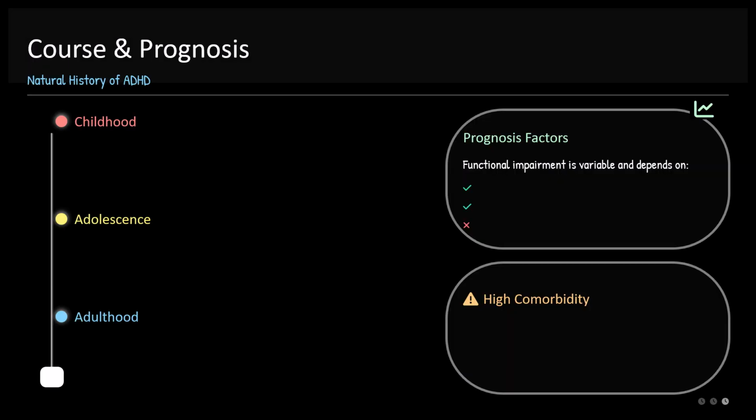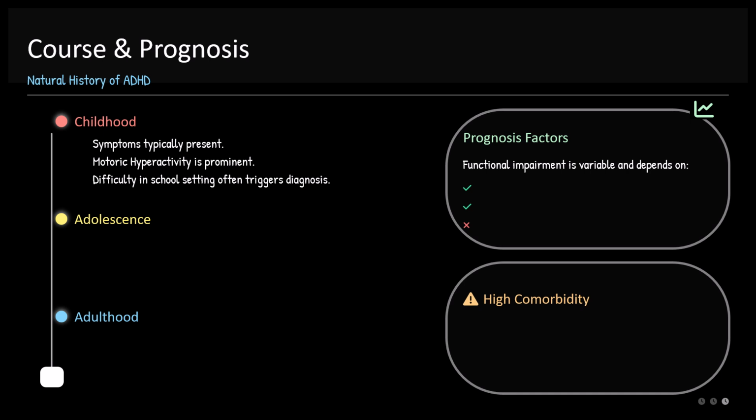So now let's talk about the course and prognosis of ADHD. During childhood, symptoms are typically present prior to the age of 12. Remember, they need to have symptoms prior to the age of 12 in order to be diagnosed. Hyperactivity is the most prominent symptom during childhood. These are the kids that are talking excessively, they're bouncing off the walls, they're interrupting during class.